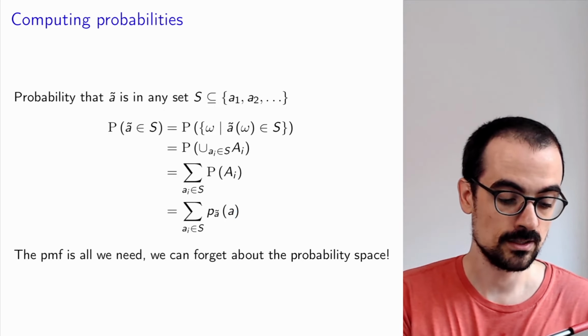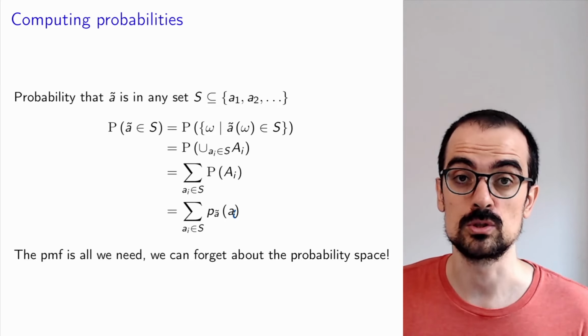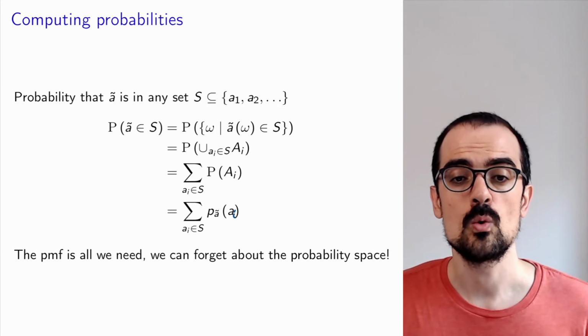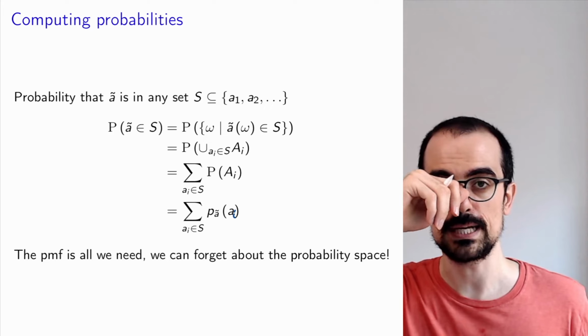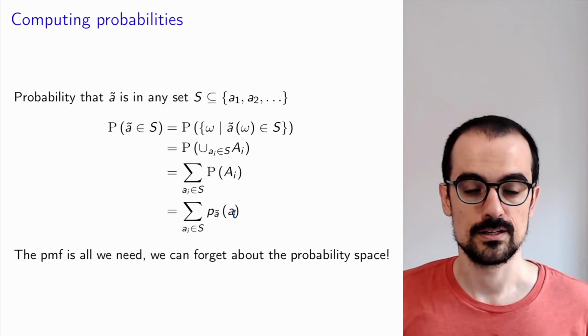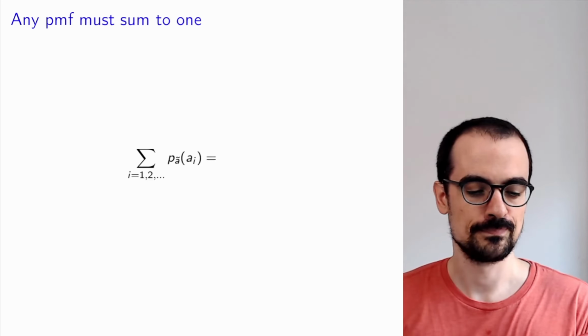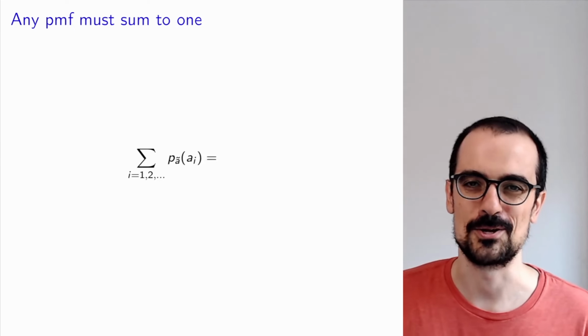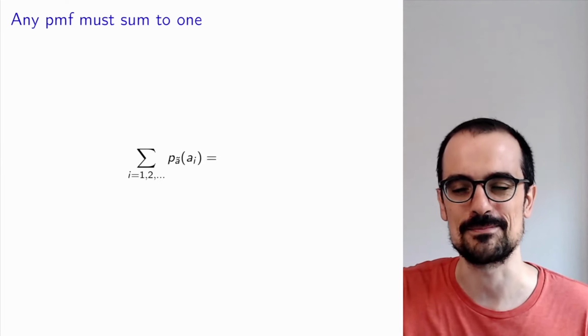The point is that if we're going to reason about how the random variable is behaving, we can completely forget about the probability space and just use the PMF. And let's look at an example. I always do this. Okay, let's look at an example in a moment.